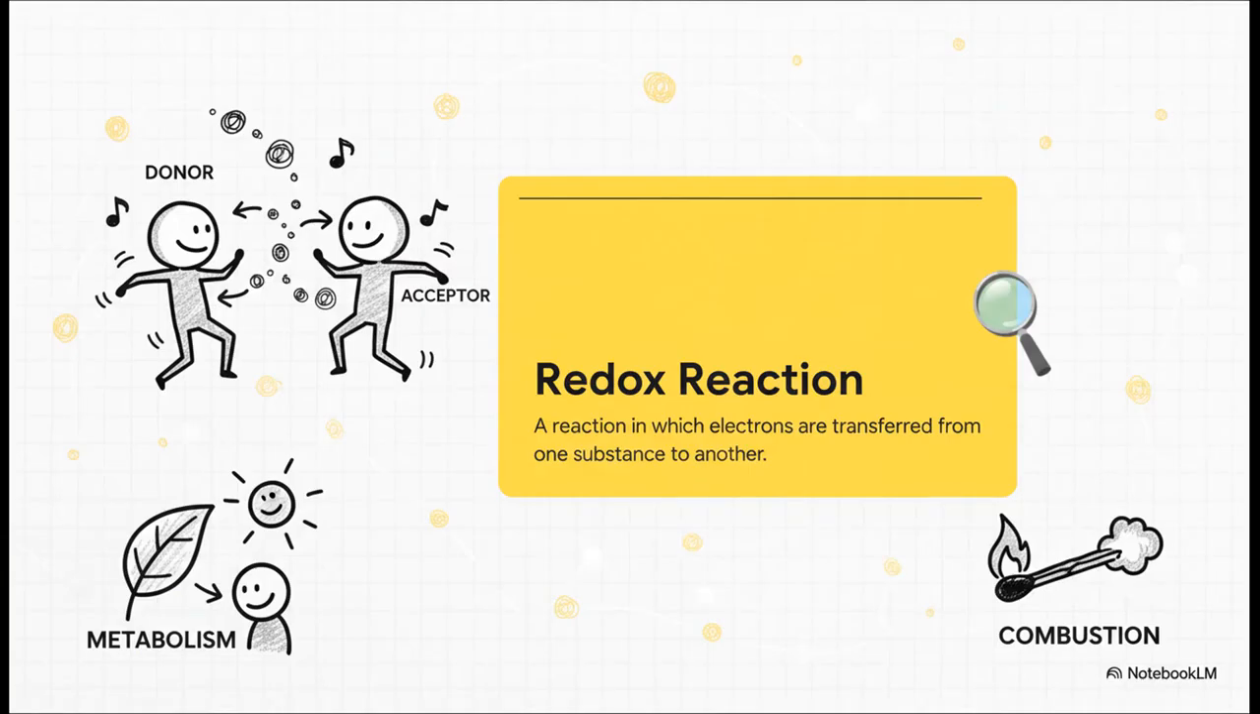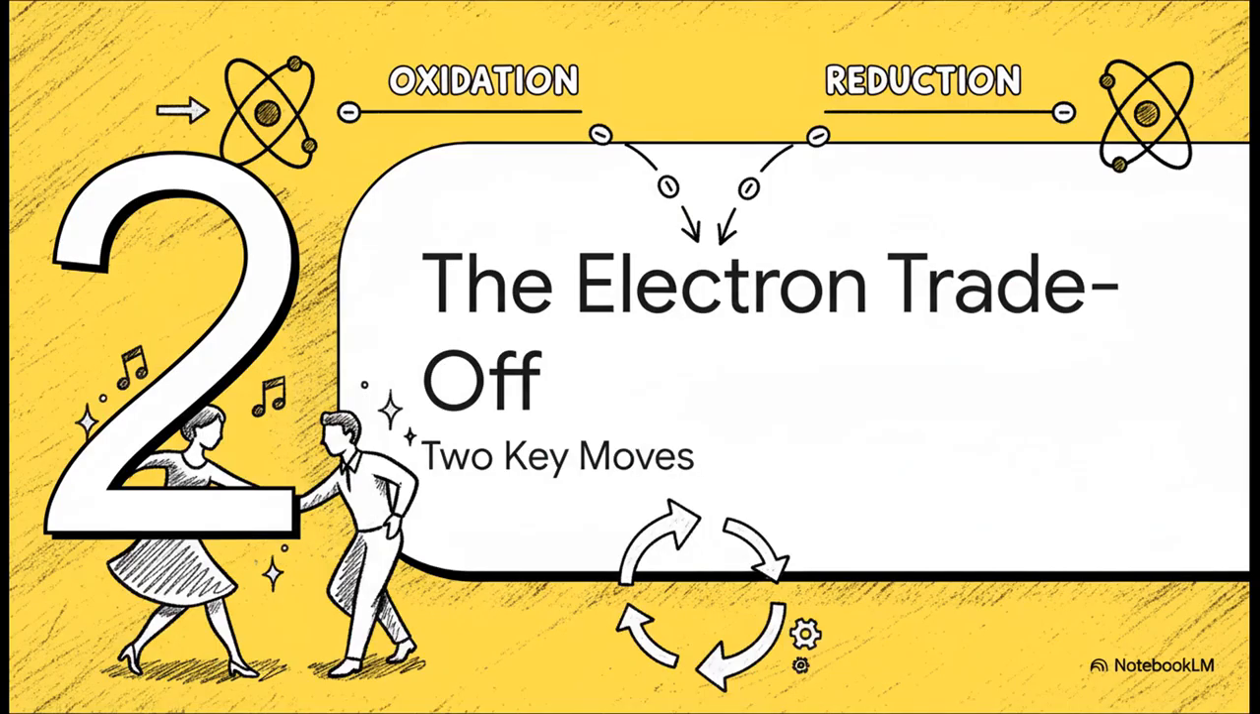Now, this whole process has an official name, a redox reaction. The easiest way to think about it is like an electron dance, okay? One partner gives away electrons and the other one happily accepts them. And this simple little exchange, it's the engine driving, well, almost everything, from how our bodies get energy to how a fire burns.